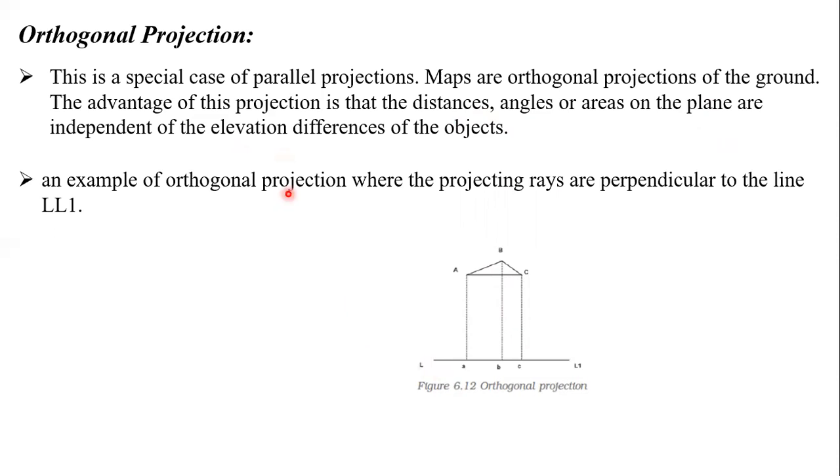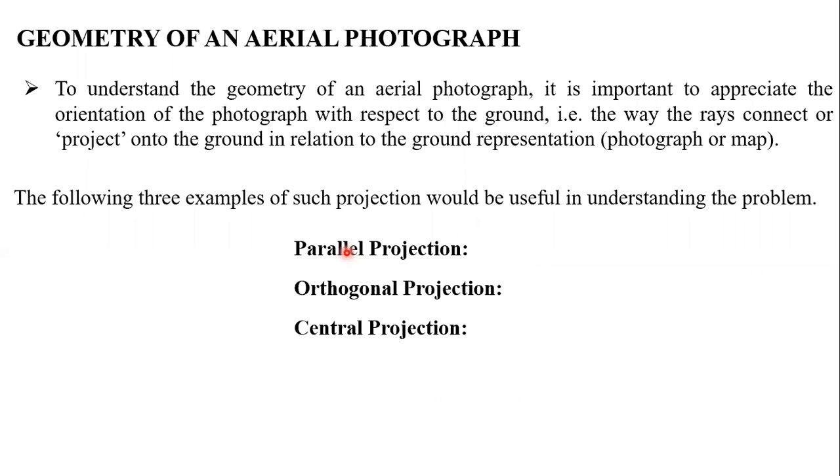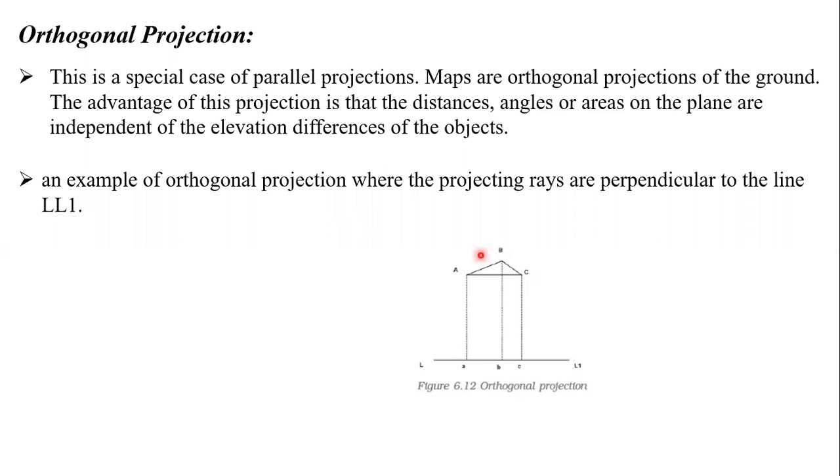Here is also an example of orthogonal projection, with rays perpendicular to the line. Previously, in parallel projection, the rays may not be perpendicular. But here you need them perpendicular to each other. Now everything should be perpendicular. All the projection rays should be perpendicular.